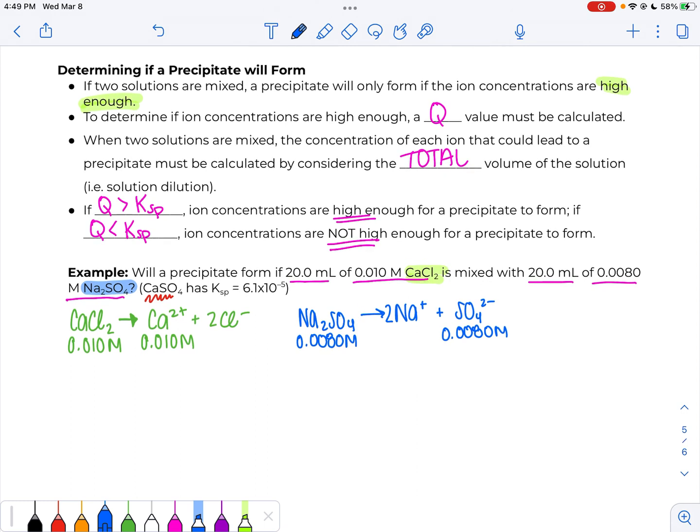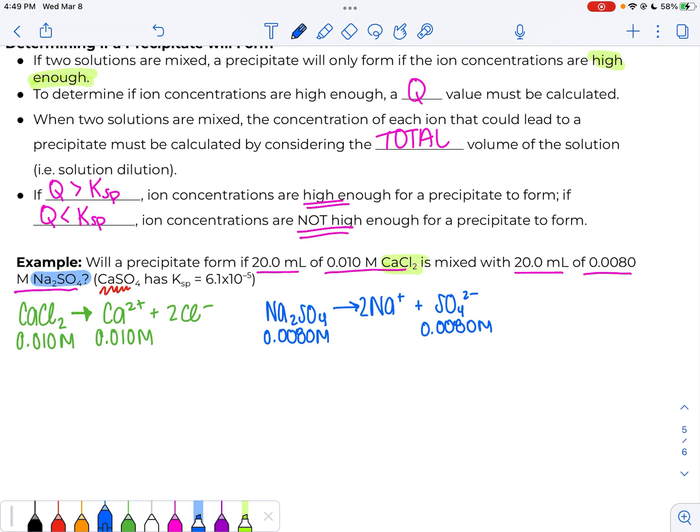Remember that because we're going to calculate a Q, we care about the total volume of our solution here. So we started with 20.0 milliliters of the calcium chloride, and we're adding to it 20.0 milliliters of sodium sulfate. So our total volume is 40.0 milliliters.